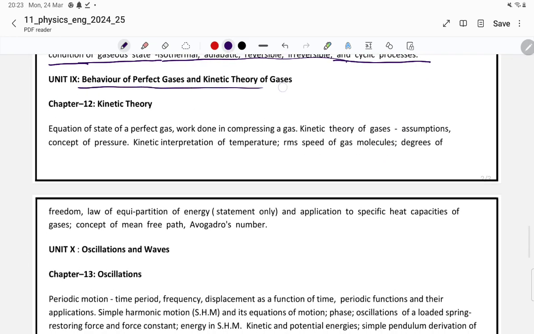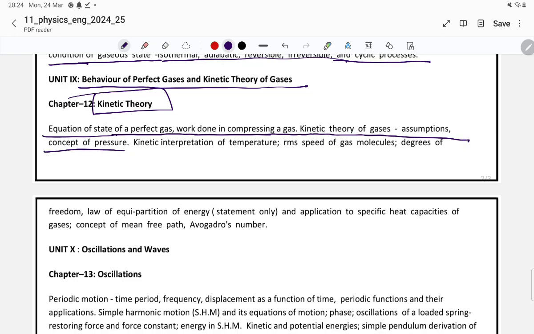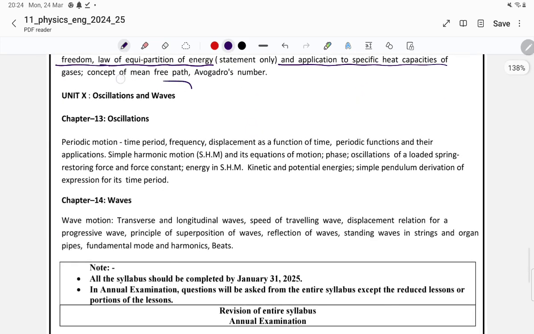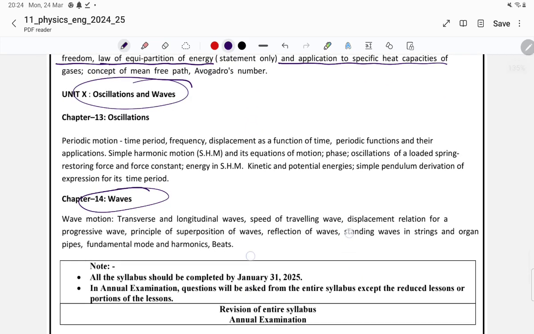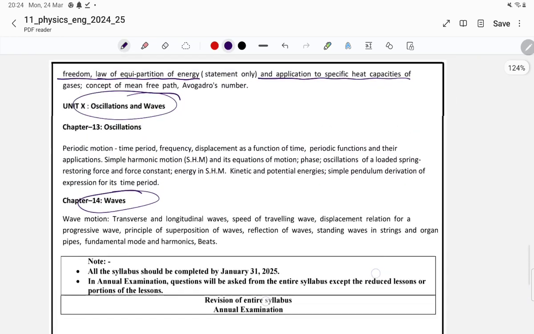Next, behavior of perfect gases and kinetic theory of gases. Equation of state of a perfect gas, work done in compressing a gas, kinetic theory of gases, assumptions, concept of pressure, kinetic interpretation of temperature, RMS speed of gas molecules, degrees of freedom, law of equipartition of energy and applications. Next one, oscillations and waves is there. Oscillations and waves. So this is all about the syllabus. Thank you.